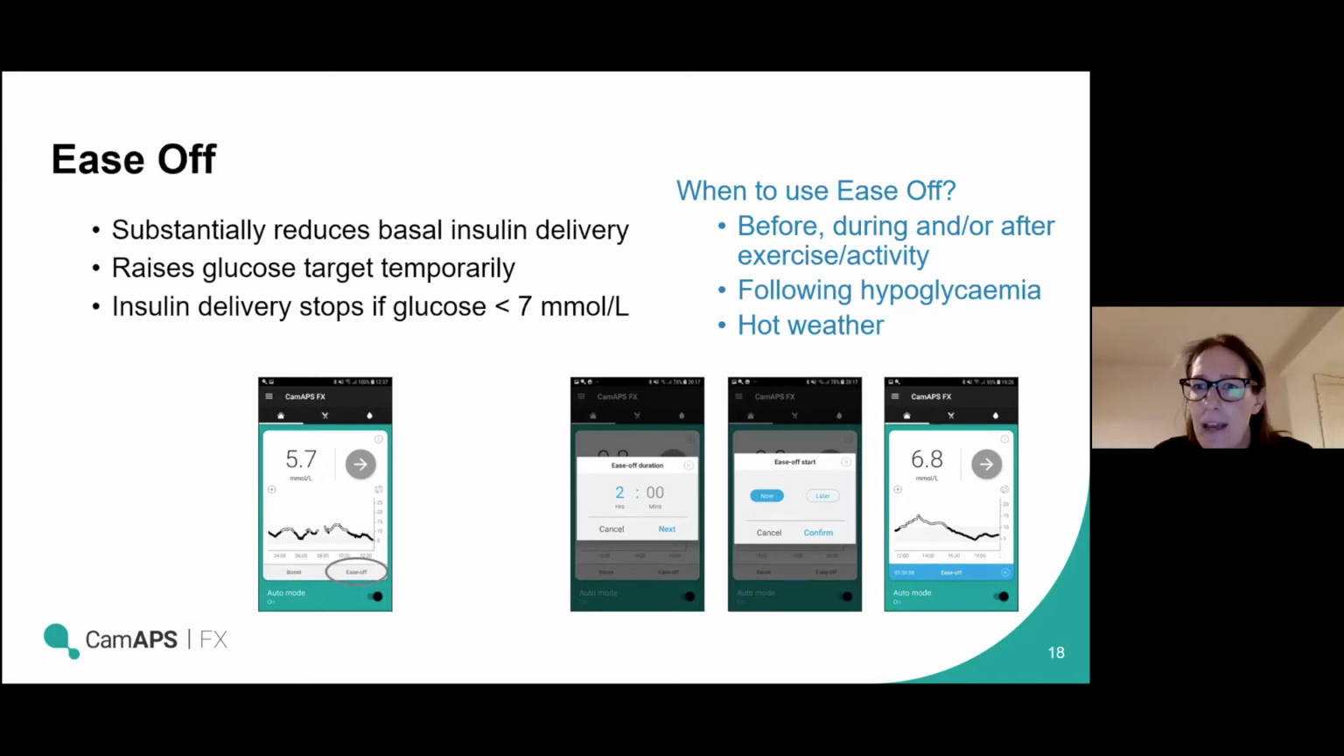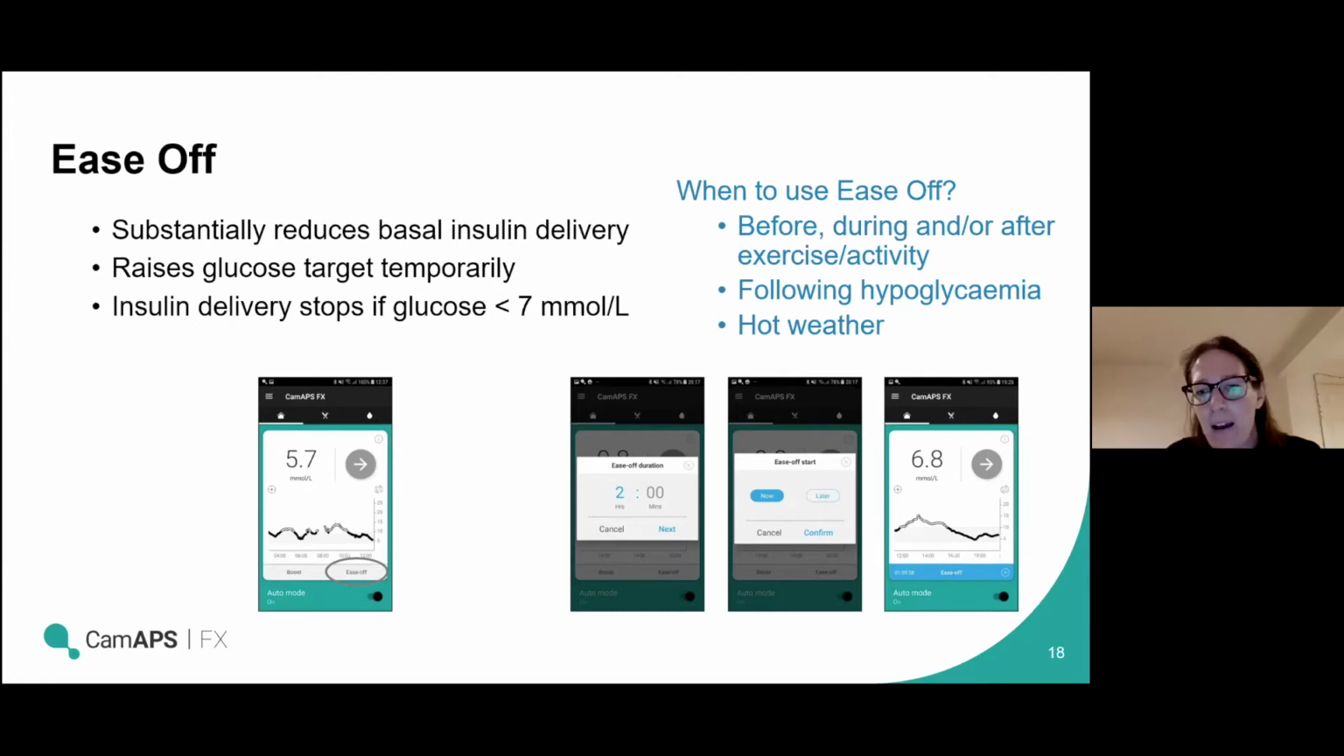It can be useful, particularly before, during and after exercise or activity. Following a period of hypoglycemia, the algorithm in itself will back off. It's glucose responsive, but it can be helpful if you've had a nasty hypo at the beginning of the day and really want to make sure that you're avoiding additional hypos later that day or overnight. And sometimes where people are a bit more insulin sensitive during hot weather, it can be useful for those initial adjustments and to prevent hypos.